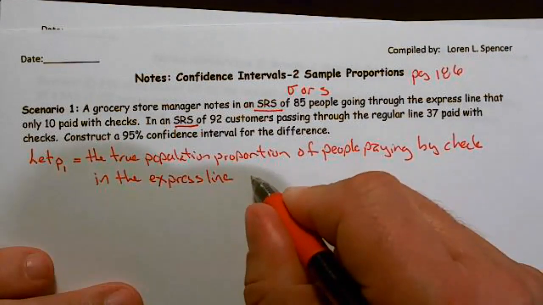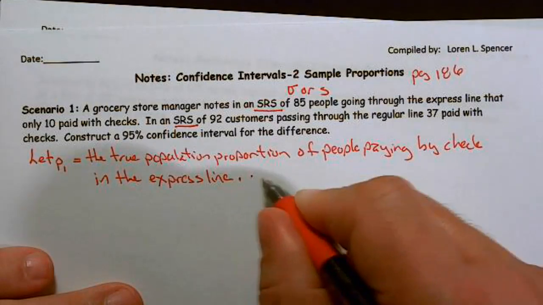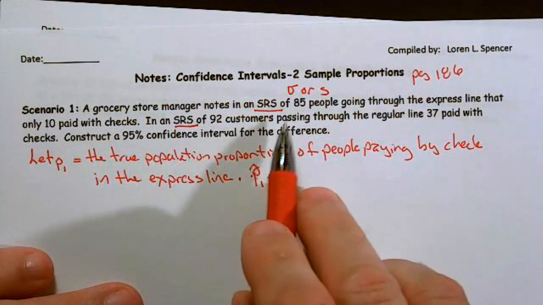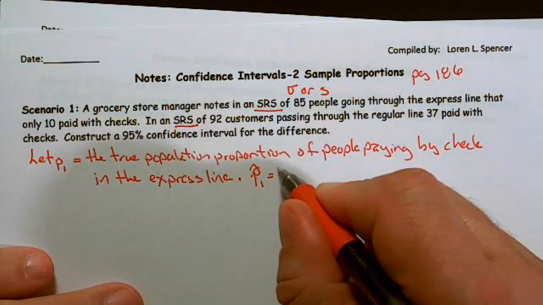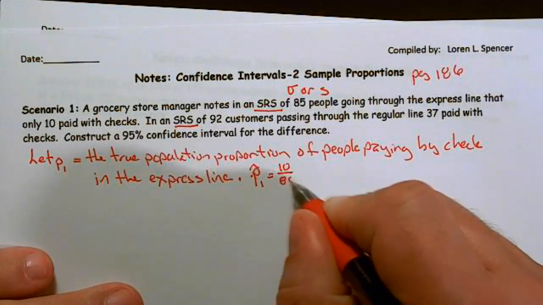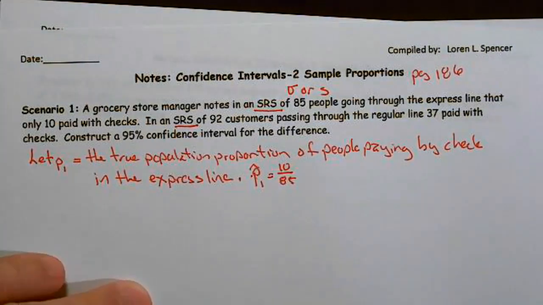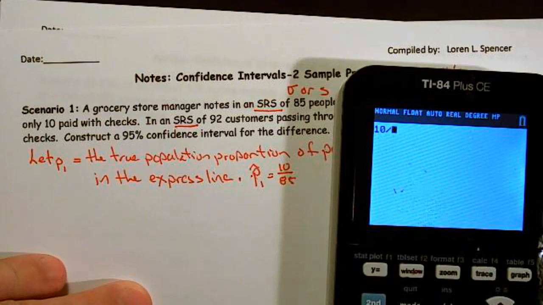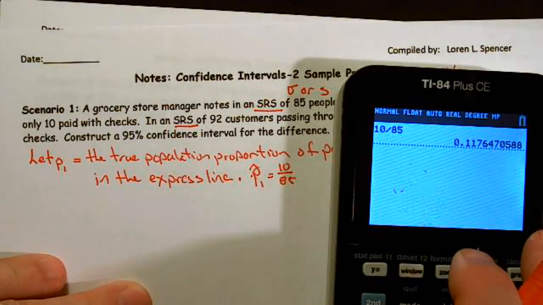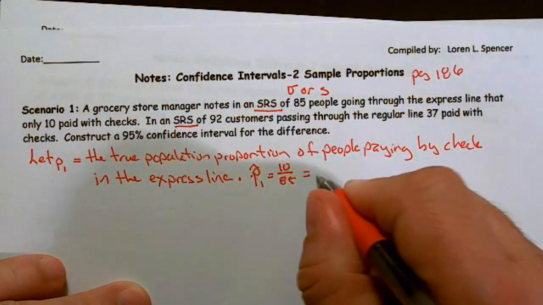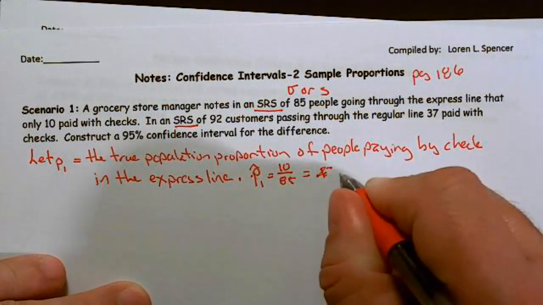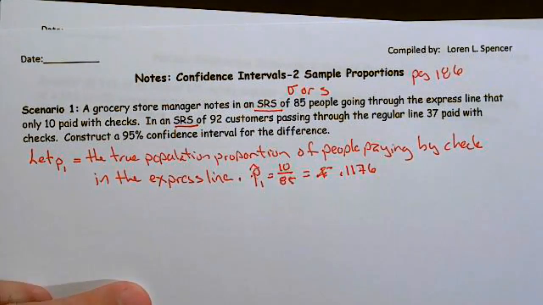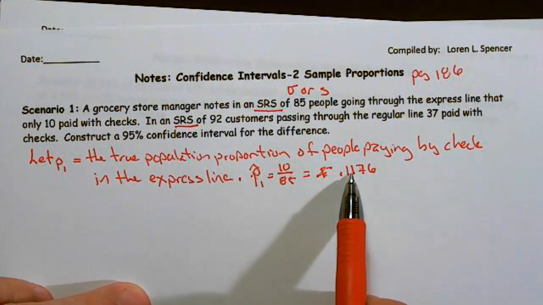All right. Even though this isn't part of the first step, I think it's a good way to organize, so I'm going to go ahead and put P hat 1 equals X over N. Well, I had 10 people pay out of 85. So P hat 1 is 10 divided by 85, which is 0.11764. You don't have to do it right here at this point, but I think it'll help you out in your organization if you take the time. So P hat 1 is 10 over 85, which is 0.1176.